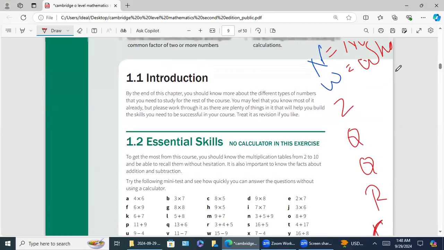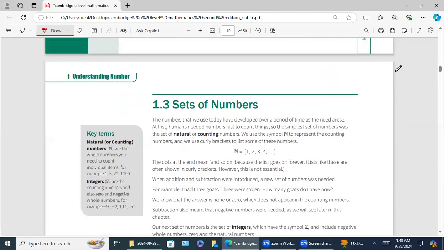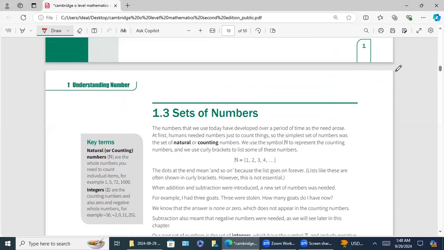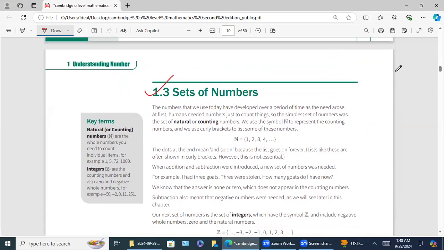So in this book, first of all, this book has natural numbers. So we are going to explain the natural number set. What is a natural number? It is counting. Start with 1, 2, 3, 4, and so on.